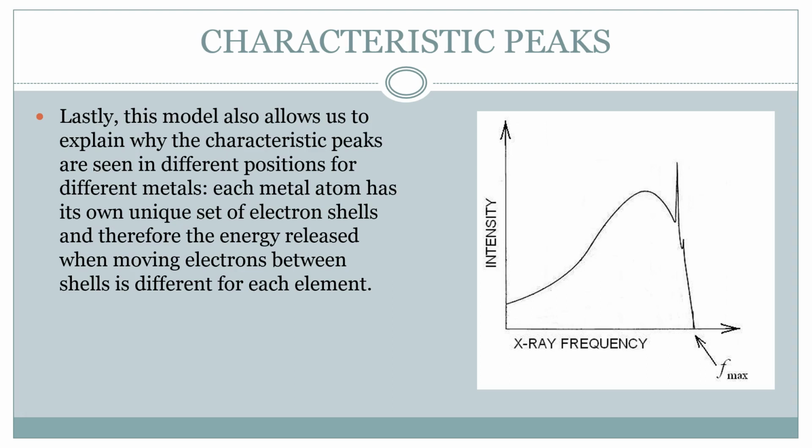So each atom has its own unique set of energy levels, and electrons moving from outer to inner shells to fill those vacancies results in a unique set of X-ray photon energies that are released. That's why they're called characteristic peaks, because the particular positions at which they appear are characteristic or unique for that particular metal.